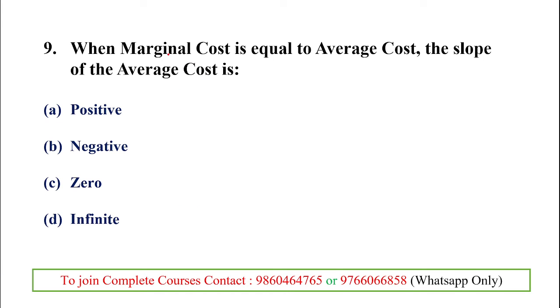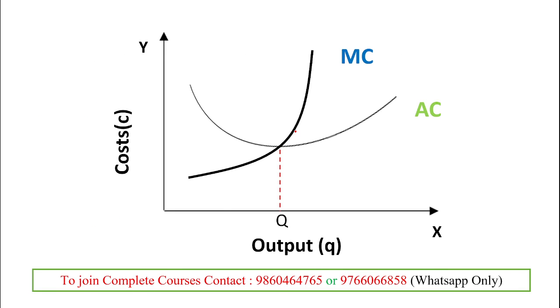Next, when the MC, marginal cost, is equal to the average cost, the slope of the average cost is positive, negative, 0, or infinite? Here the MC is equal to AC, and the slope of the AC is 0. This is a graph, this is AC and this is MC.